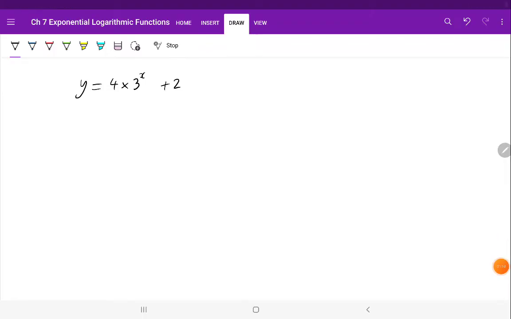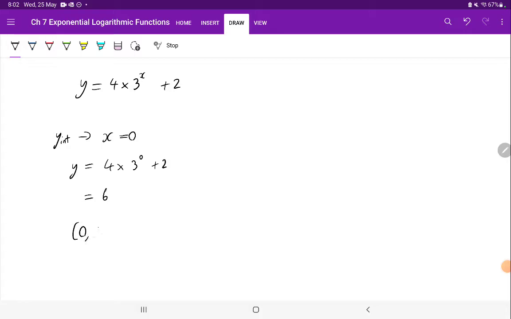So let's try sketching this function. This is the function y equals 4 times 3 to the x plus 2. Eventually we'll know how to work out the x-intercept, but for the moment we're only interested in the y-intercept, which is when x equals 0. And we get y is equal to 4 times 3 to the 0 plus 2. 3 to the 0 is 1, 4 times 1 is 4, plus 2 is 6. So we get our point (0, 6).